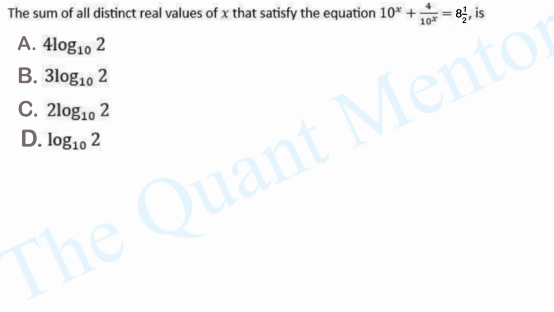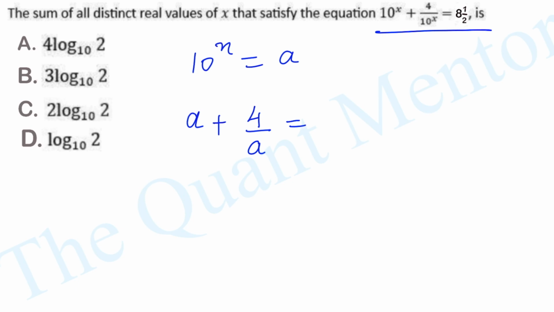Let's look at the very first method of solving the question, and that is the method of substitution. So 10 raised to x, we will substitute that as, let's say, a. So now this equation becomes a plus 4 upon a is equal to 8 and a half. 8 and a half or 8.5 is 17 by 2. So let's write that, 17 by 2.